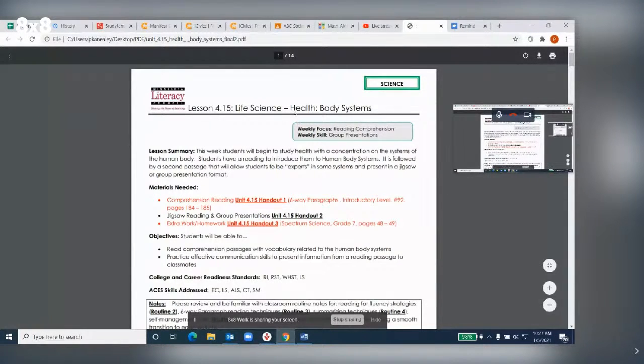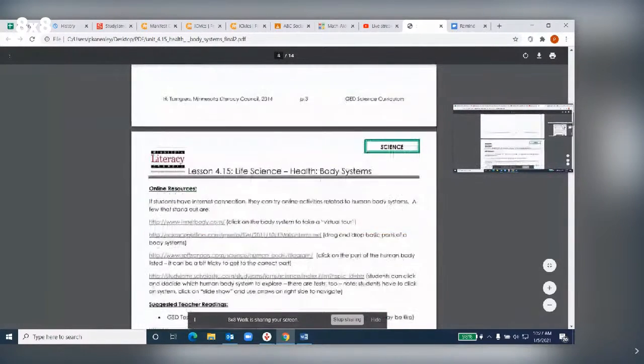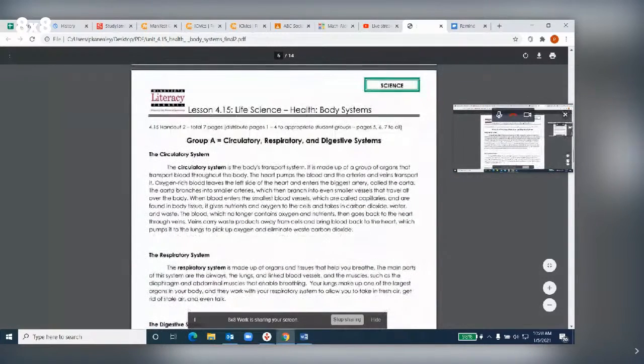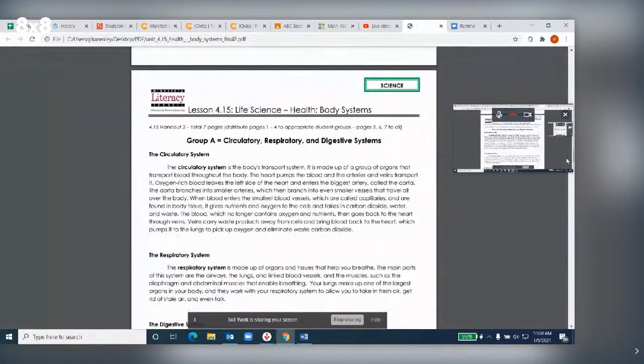As you can see up here, we're going to look at health and body systems. We're going to break this down. There are a lot of body systems. What we're going to cover today, group A, is the circulatory system, the respiratory system, and the digestive system.